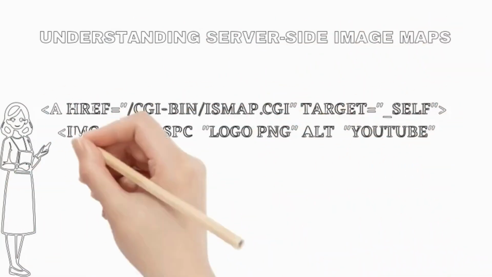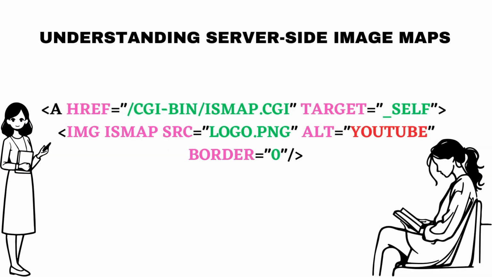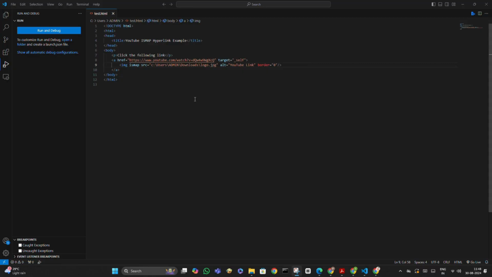By adding the ismap attribute to an image within a hyperlink, you can make different parts of the image clickable. When a user clicks, the coordinates of their click are sent to the server, which determines what content to serve based on those coordinates.